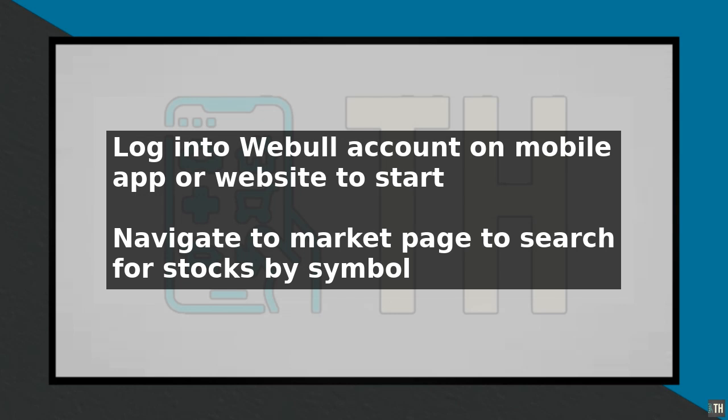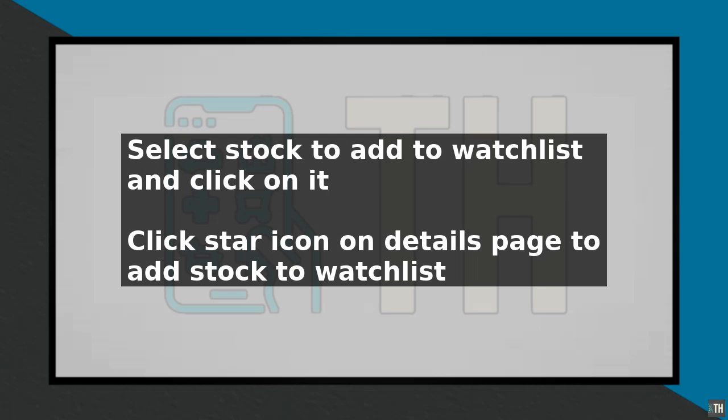On the details page, you will see a star icon, usually located at the top right corner of the screen. Click on this star icon to add the stock to your watchlist. You can also add a stock to your watchlist from the search results page by clicking on the three dots next to the stock symbol and selecting the Add to Watchlist option.